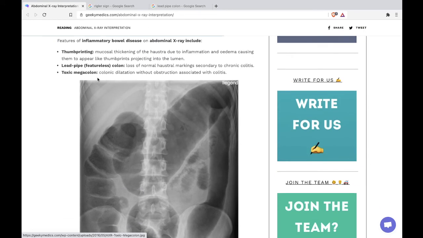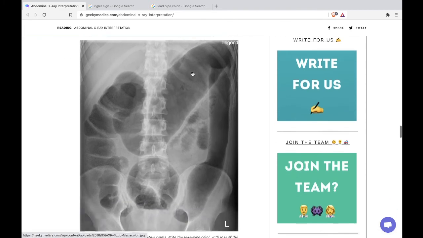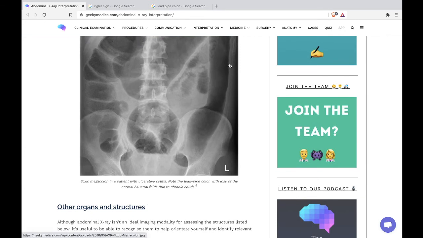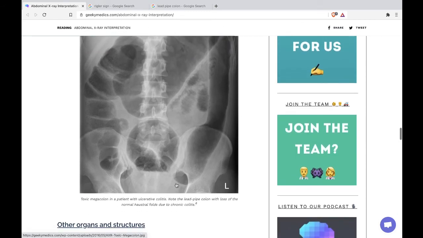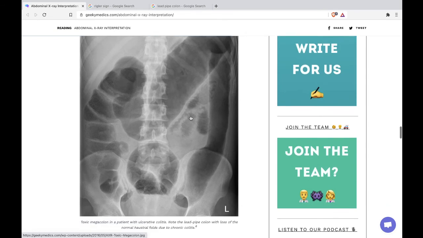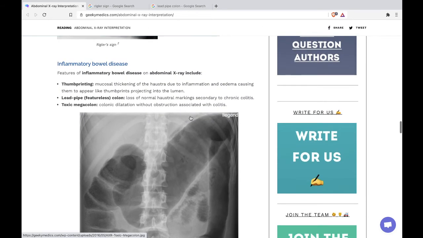Toxic megacolon: colonic dilatation without obstruction associated with colitis. So this is a picture of toxic megacolon. Note the lead pipe colon with loss of normal haustral folds. This is the lead pipe colon here. There are no folds, smooth all the way. And it's toxic megacolon here, I guess. Megacolon just means big colon.